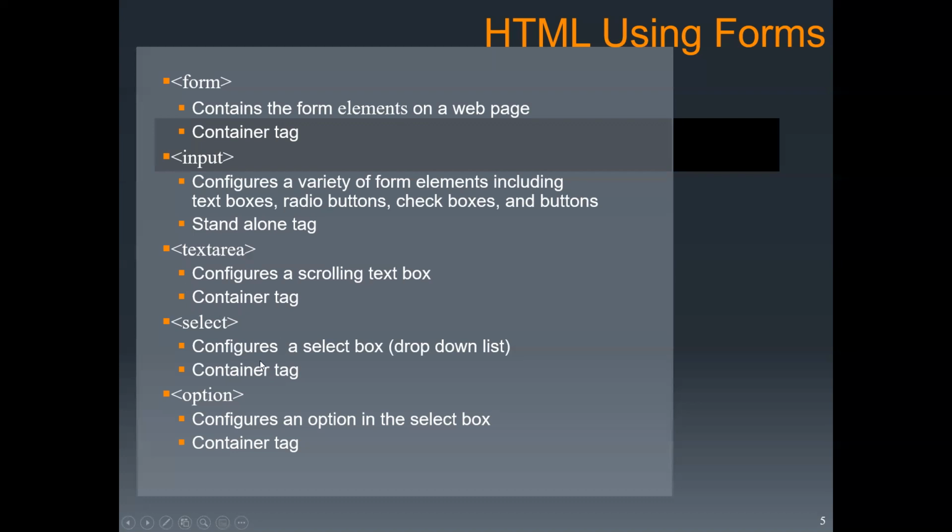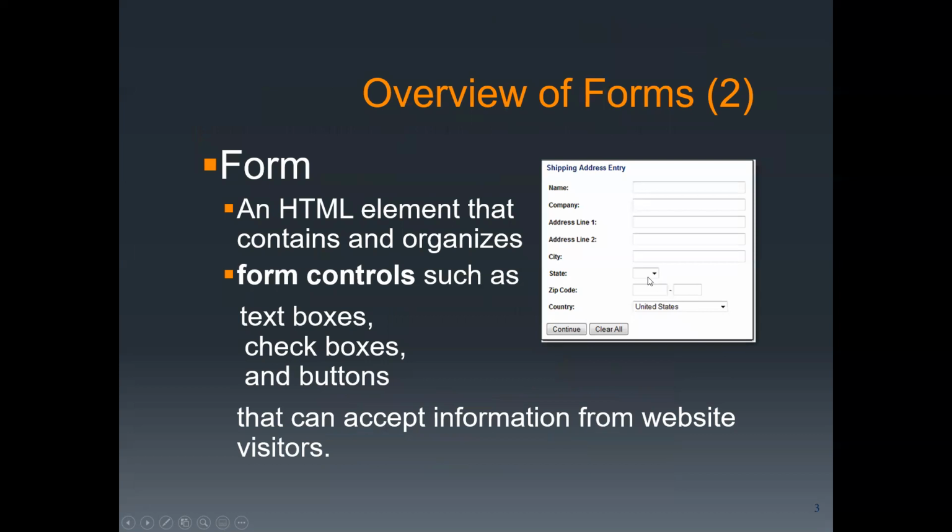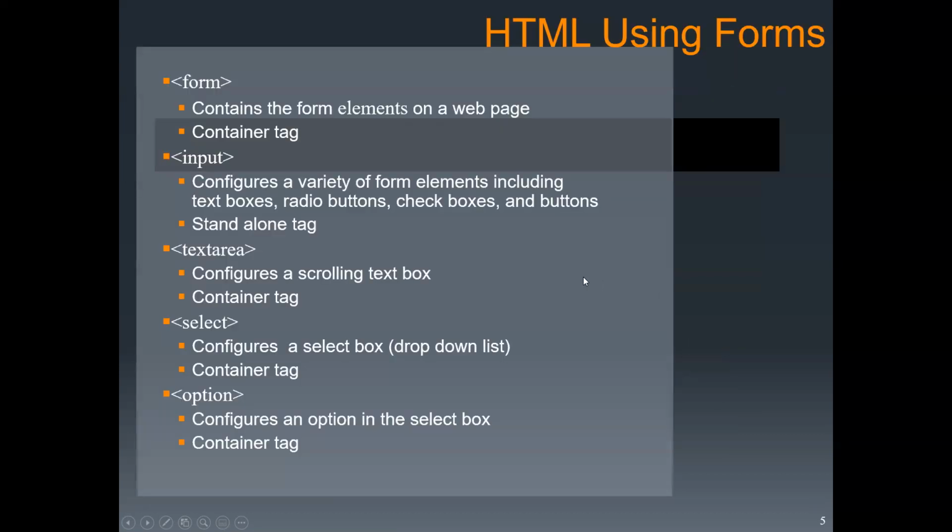Container tag. The select element configures a select box, like a drop down list. This is a drop down list, or drop down button. It's a container tag, and we also have option. The option button, the round one, we sometimes call radio buttons. With the radio buttons for choices, you can just select one, and how to do that, you will see later.